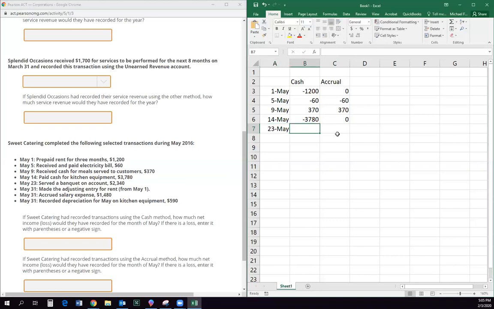May 23rd, we served a banquet on account, meaning we didn't get paid for it. So since we got no money under cash, we're going to say there was nothing there. But under accrual, since we earned it, we're going to record that as a revenue of $2,340.